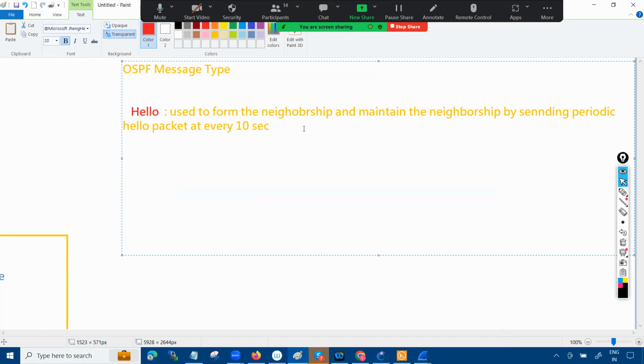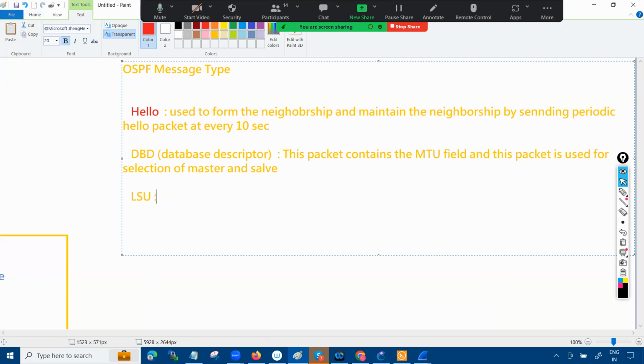So the next packet we have is the DBD packet, database descriptor packet we can call it. This packet contains the MTU field, and this packet is used for the selection of master and slave. I'll come to this point. What is the master and slave? Don't worry about that. The next packet we have is called the link state update packet.